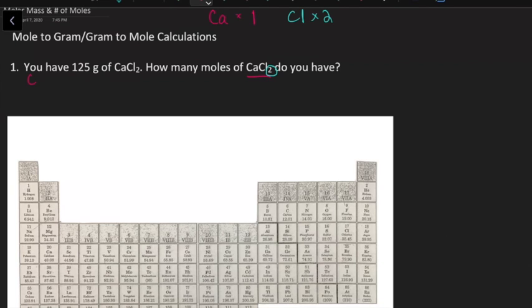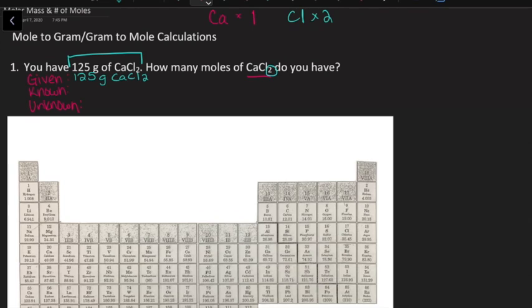Alright, then you got to figure out your given, your known, and your unknown. You got to do that every time, and that's going to help you a lot. So, your given is what is given to you in the problem. So let's read the problem. You have 125 grams of CaCl2. How many moles of CaCl2 do you have? So your given is this, 125 grams CaCl2. Your known is going to be what you can figure out from the periodic table.